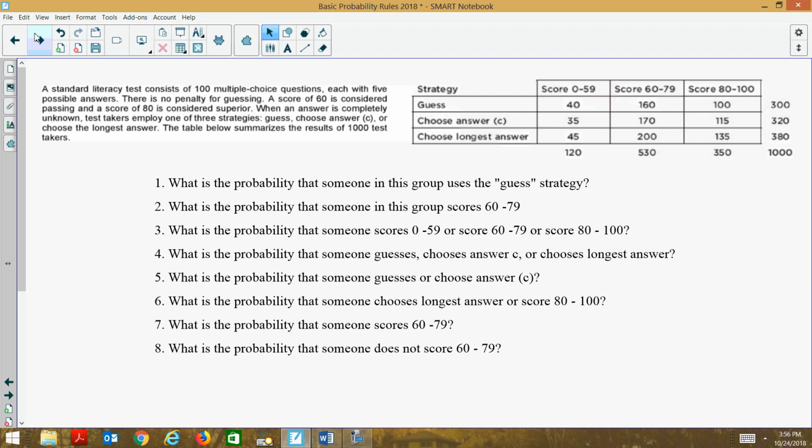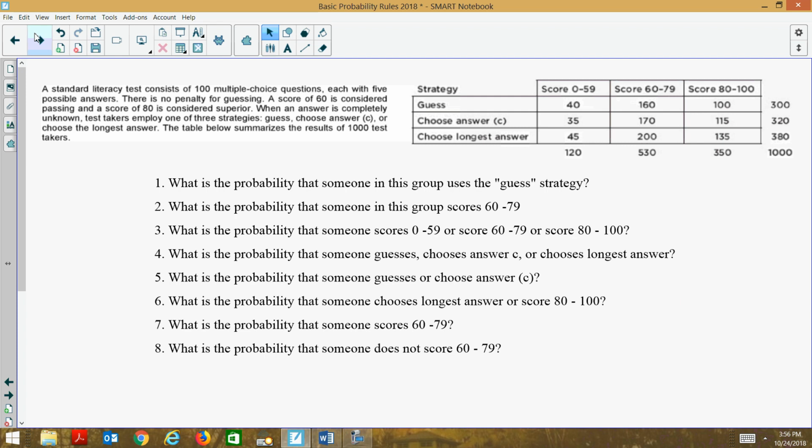A standard literacy test consists of 100 multiple choice questions, each with 5 possible answers. There's no penalty for guessing. A score of 60 is considered passing, and a score of 80 is considered superior. When the answer is completely unknown, test takers employ one of 3 strategies: guess, choose C, or choose the longest answer. The table to the right summarizes the results of 1,000 test takers.